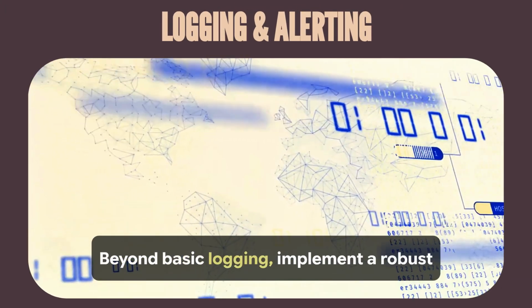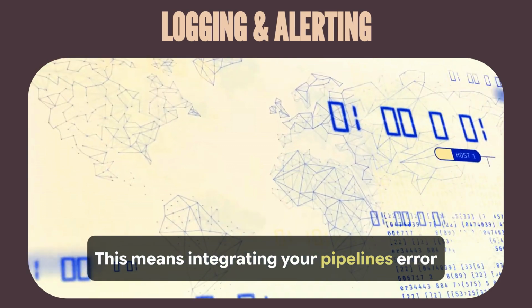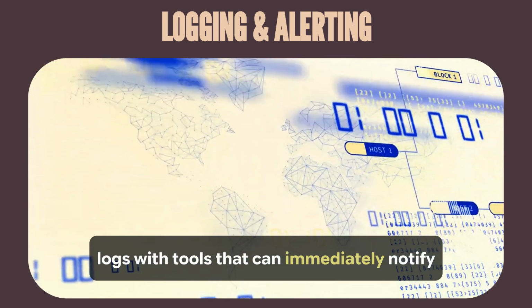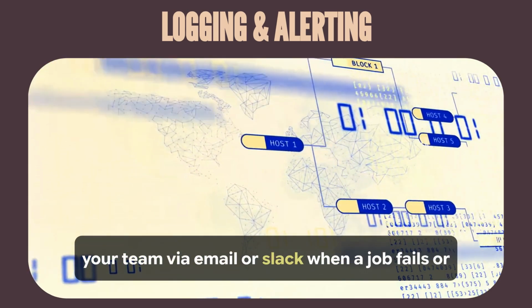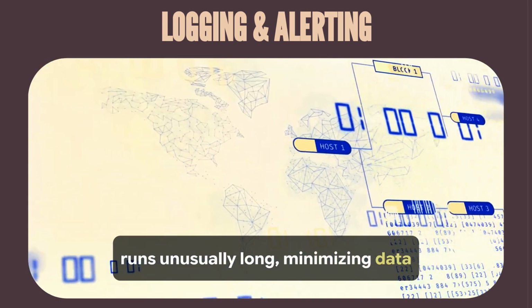Beyond basic logging, implement a robust alerting system. This means integrating your pipeline's error logs with tools that can immediately notify your team via email or Slack when a job fails or runs unusually long, minimizing data downtime.